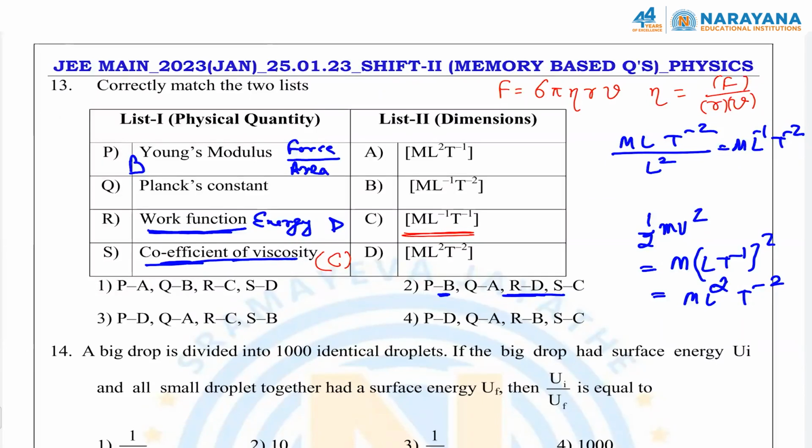So for Planck's constant, I remember Bohr's quantization principle, MVR is equal to n times h over 2 pi. So n is a number, so no dimension, 2 pi has no dimension, so angular momentum. So h's dimensional formula is the same as angular momentum, which is mass into velocity, LT^-1, into another length, so ML^2 T^-1. So that is for the Planck's constant. So this goes with A. Although if you had seen intelligently, then just by looking at the options, we could find the answer.